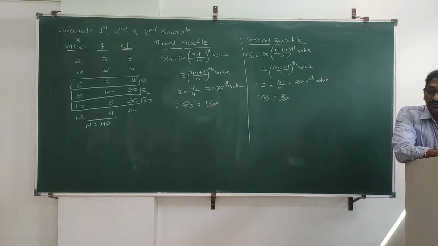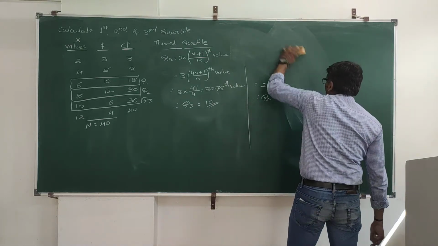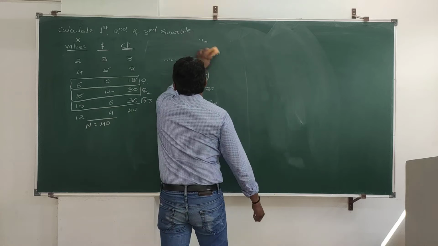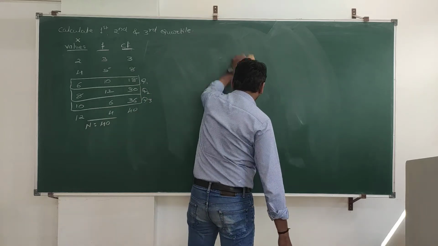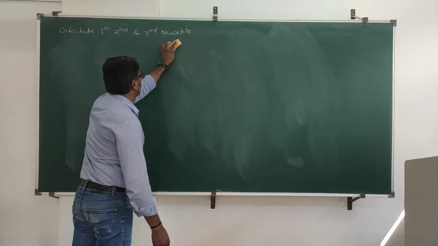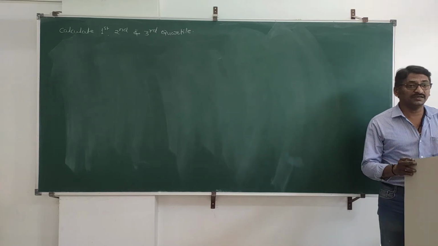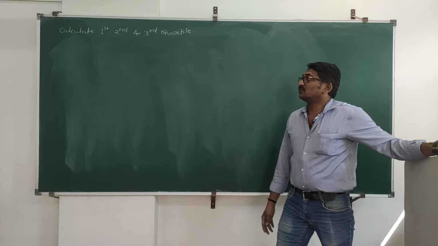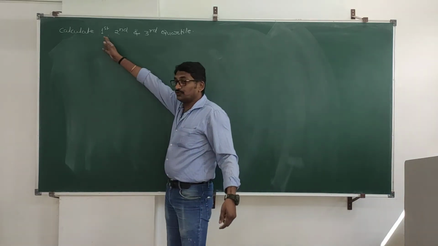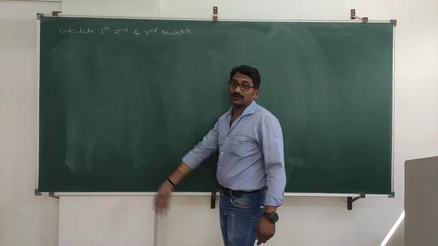Followed? Okay. Take one more problem, then we will go for continuous series. Find lower quartile, median and upper quartile. Now this lower quartile, median and upper quartile is nothing but first, second and third quartile. Lower quartile is known as first quartile, median is known as second quartile, and upper quartile is known as third quartile.